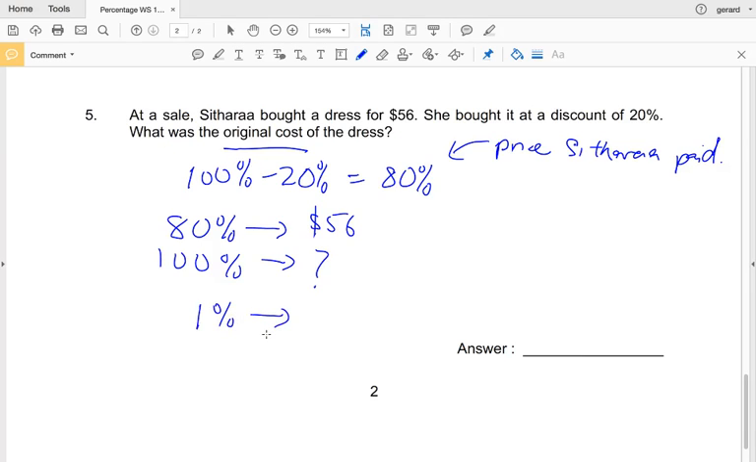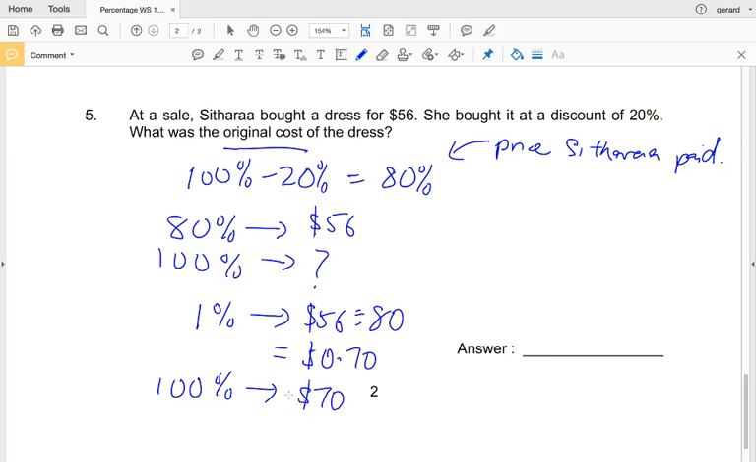Now 1%, you have to take $56 divided by 80, which will give you 0.70 cents. So from here, you're just going to find what is 100%. It's just 70 cents times 100. I'm just going to do it fast. And that's the final answer.